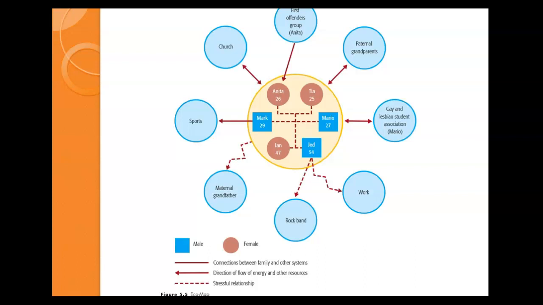The book goes into more detail and provides an example of a community assessment. Make sure you please take the time to review in more detail what a community assessment looks like and the example outlined in your textbook.